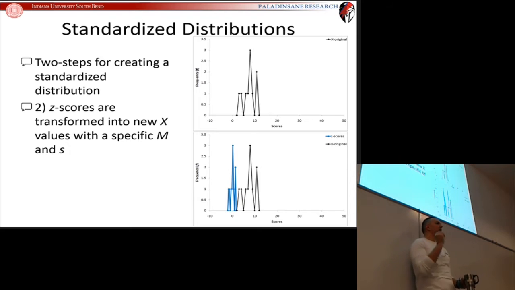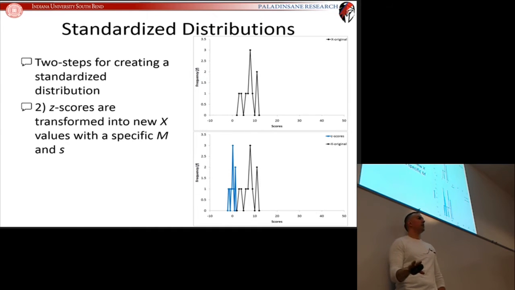With a specific mean and a specific standard deviation. So when you're creating standardized scores, you need to know what mean you want, and you need to know what standard deviation you want. So if I'm creating standardized scores to look like IQ scores, I'm going to want a mean of 100 and a standard deviation of 15. And you absolutely need to have that information.